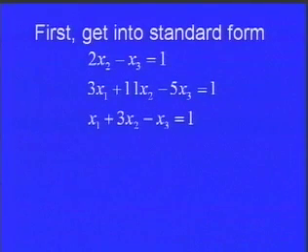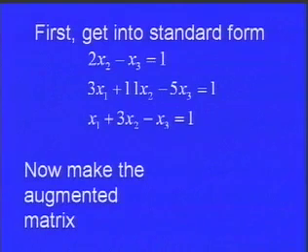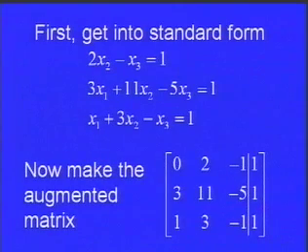And you can see all I did was I slid all the variables over on the left, the constants over on the right. I also put the variables in order so that I had x1, then x2, then x3. In that first equation, you may even want to take the step where you say it's 0x1 plus 2x2 minus x3 equals 1. You know, that might help you too when you're putting it into an augmented matrix. Okay, next. I get 0, 2, -1, 1 as the first row of my augmented matrix. Then 3, 11, -5, 1 as the second row. The third row is 1, 3, -1, 1.